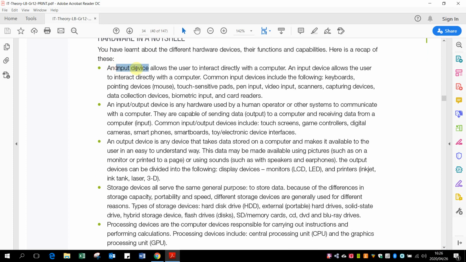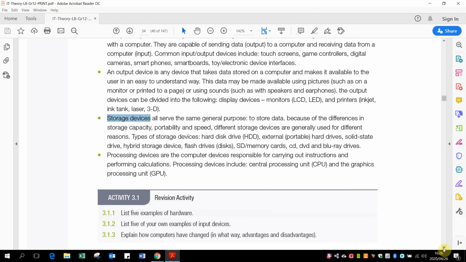Our first one is our input devices, such as our biometric input devices, card readers, scanners, keyboard, mouse, and all that. Then the textbook is talking about input-output devices, so that's a combination, like our touch screens, which is an input and an output device. Next one is our output devices, which is like our monitors, printers, etc.